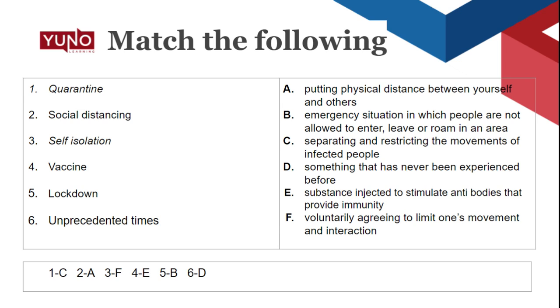Number 4, vaccine, that stands for E, substance injected to stimulate antibodies that provide immunity. Number 5, lockdown, that stands for option B, emergency situation in which people are not allowed to enter, leave, or roam in an area. Number 6, unprecedented times, that stands for D, something that has never been experienced before.